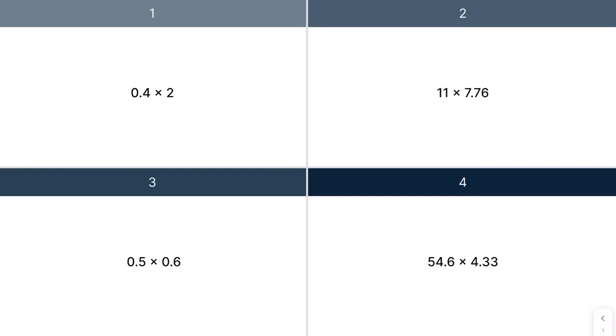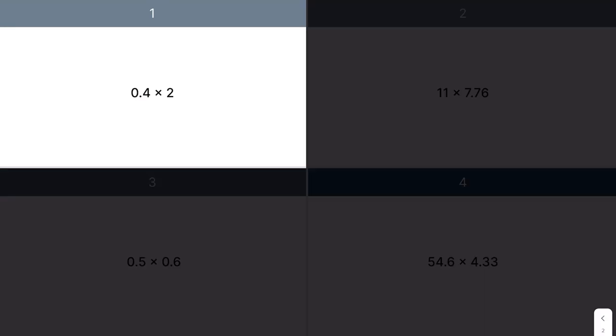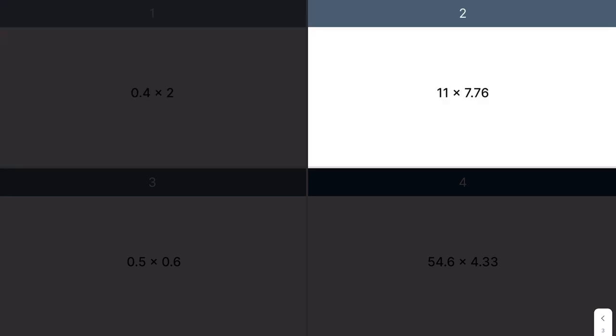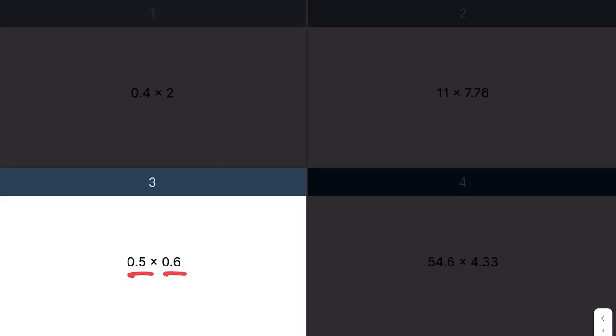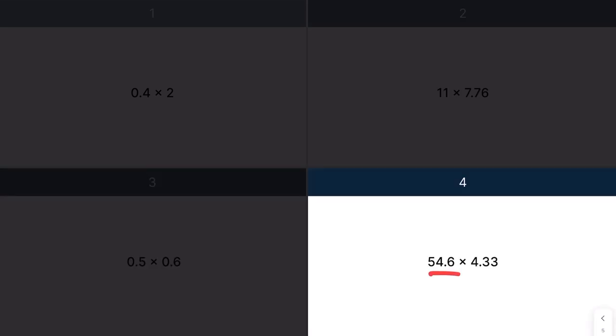Multiplying decimals is what we're going to look at in this video. The video is split into 4 parts. We're going to start off by looking at multiplying a decimal like this with a whole number, then multiplying a 2-digit whole number with a decimal, and then multiplying 2 decimals together, and then finally looking at something a little bit harder like this, which covers everything you need to know in GCSE Maths.